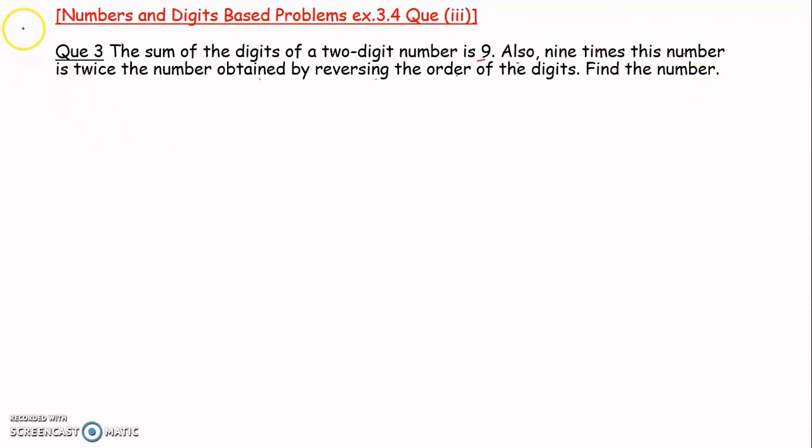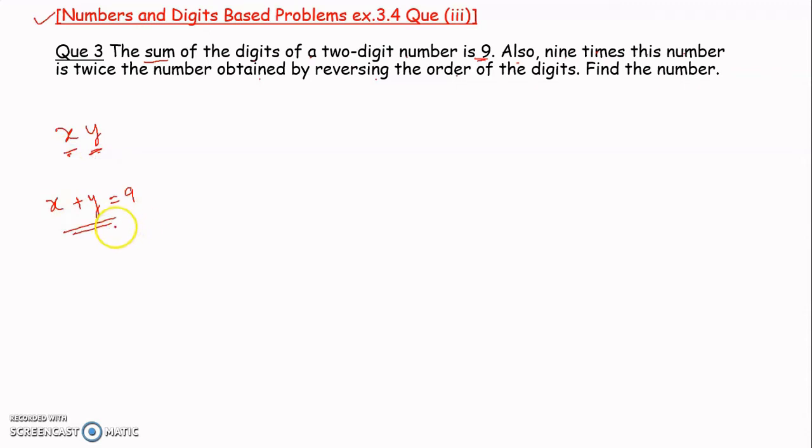Suppose this type of question is known as numbers and digits based problems. Before solving the question, first understand the logic of this type of question. The sum of the digits of the two-digit number is 9. So if you assume the two-digit number is xy, y is the unit digit and x is the tens digit. So we can say x plus y is 9.